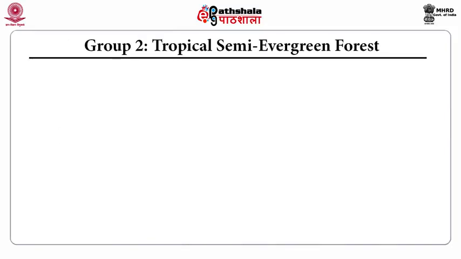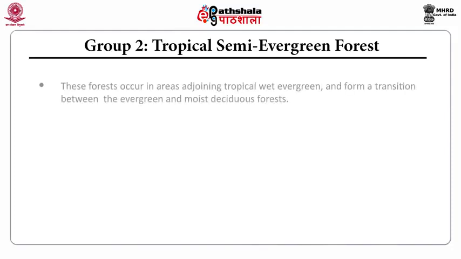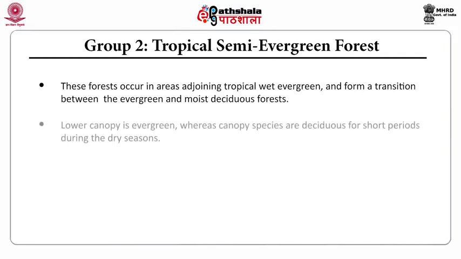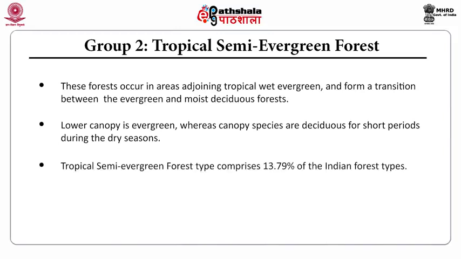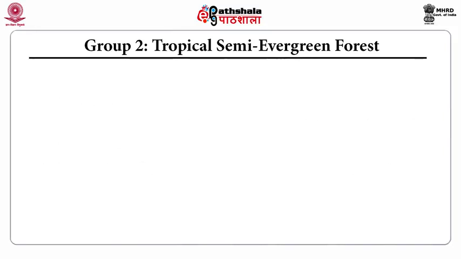Now we will discuss group 2, the tropical semi-evergreen forests of India. These occur in areas adjoining the tropical wet evergreen forests and form a transition between the evergreen and moist deciduous forests. The lower canopy is evergreen, whereas the canopy species are deciduous for short periods during the dry season. Tropical semi-evergreen forest type comprises 13.79% of Indian forest types.